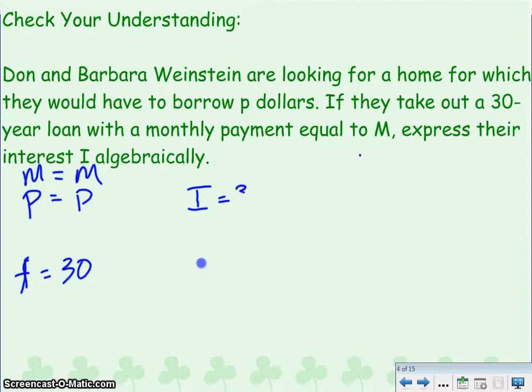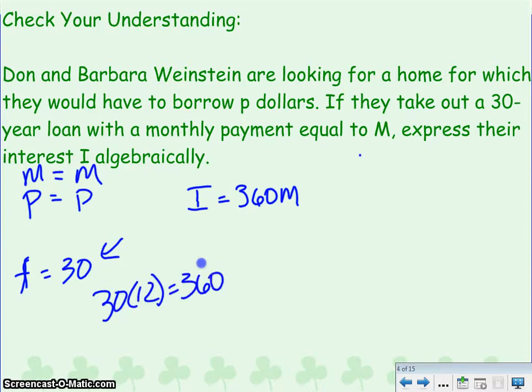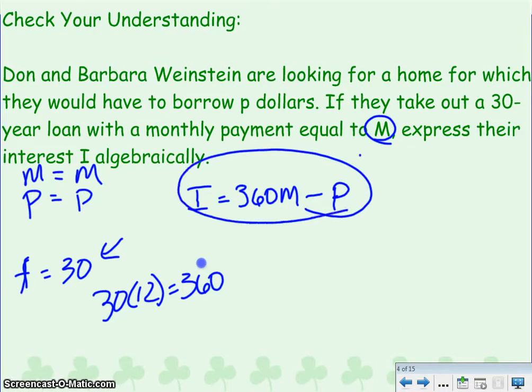I, algebraically. So the first thing we need is, we're looking at for the interest, and the interest is whatever the monthly payment is times 360. How did we get the 360? 30 years again. 30 times 12 months in a year gives us the 360. So 360 times whatever that monthly payment is, which we know here is M, minus P, which is the principal or the amount that we borrowed.